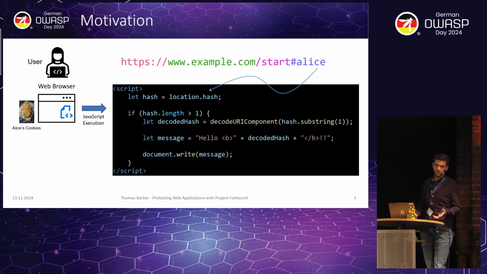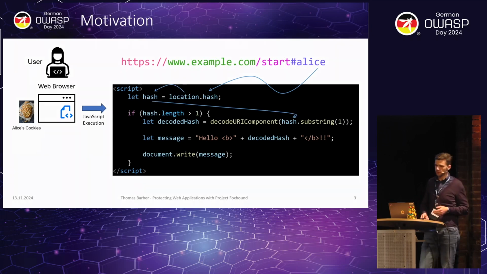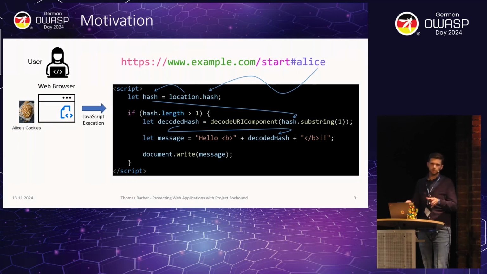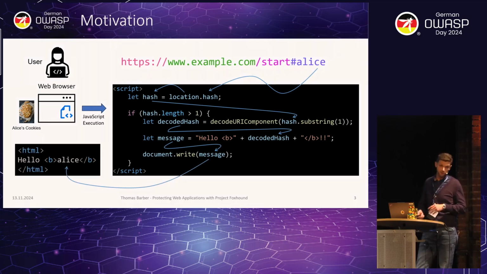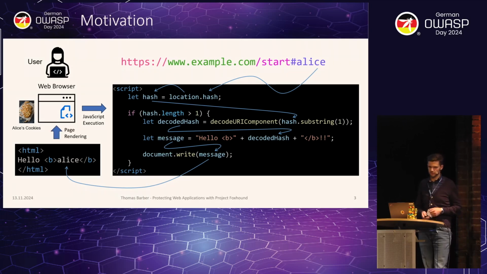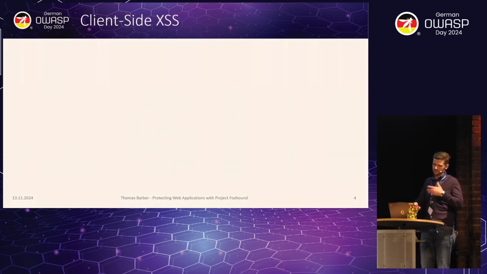It's taking components of that URL using this location API, in this case just the hash, and performing some kind of operations on it. So it's saving it to a local variable. Then we have a substring operation. We're doing some decoding. We've got some concatenation with some static strings. And then that string ends up in this document write API. And the document write API is also very well known. So it will take the content of that message and then append it to the HTML document. It gets interpreted as HTML and rendered into the browser itself. And you can probably see where this is going. So these types of data flows are vulnerable to client-side cross-site scripting.